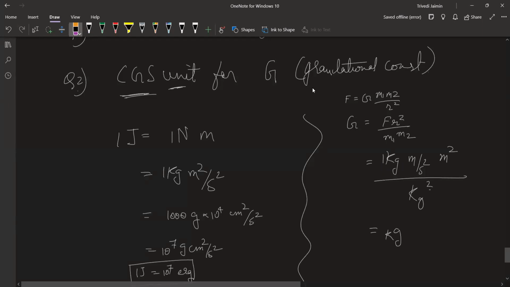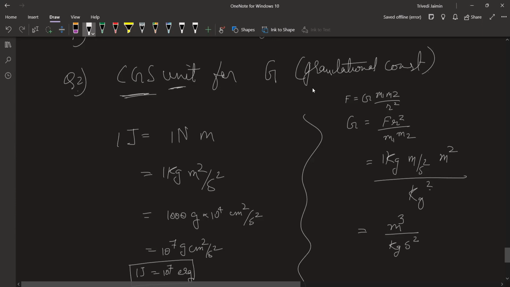No, child, but we don't want the dimension. We want CGS units only. Yes, sir. So once you get everything in kgs and meters, you can convert that to CGS units the way we did before. So 1 kg would be 1,000 grams. So will it be like this? Meter cube by kilogram second square. Yes, sir.